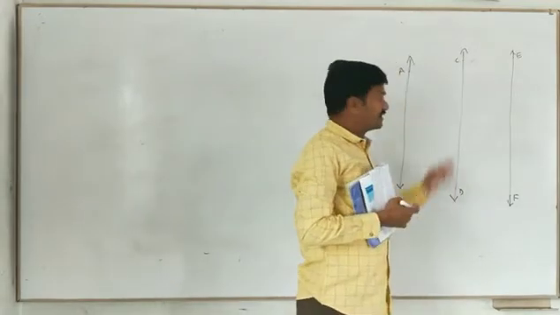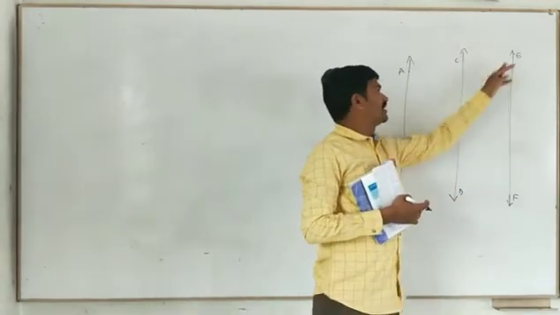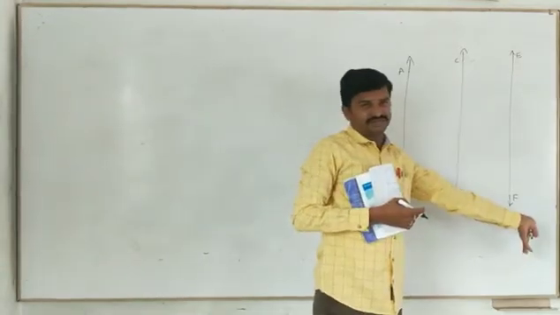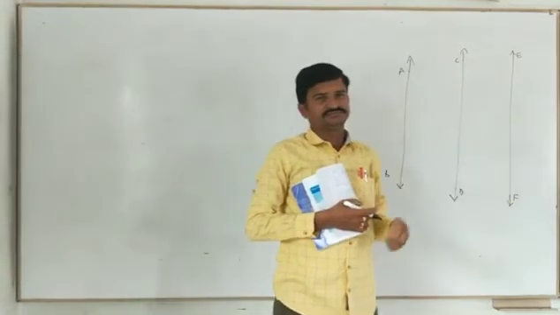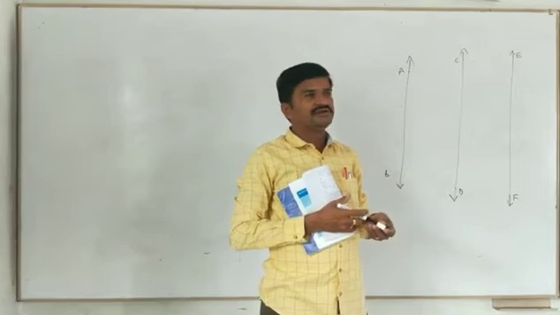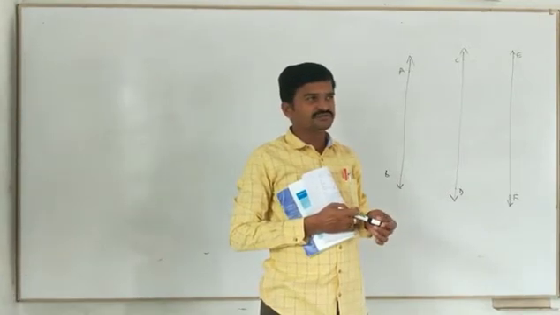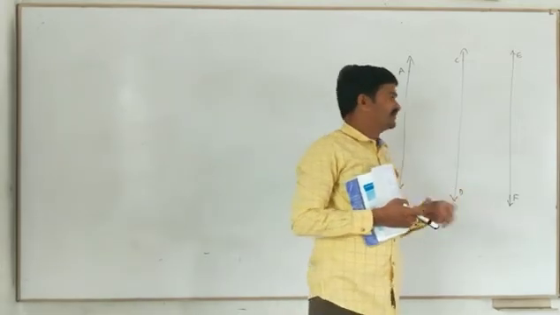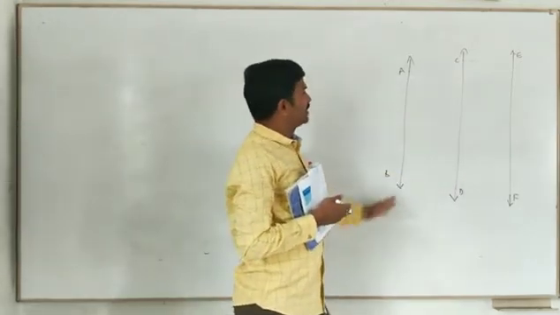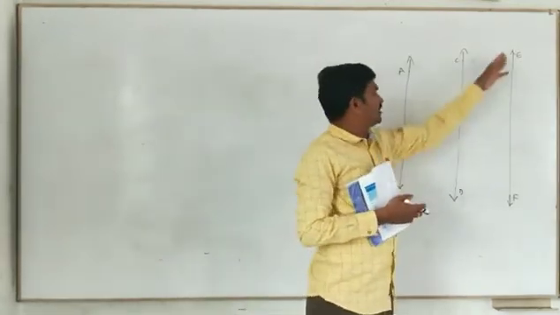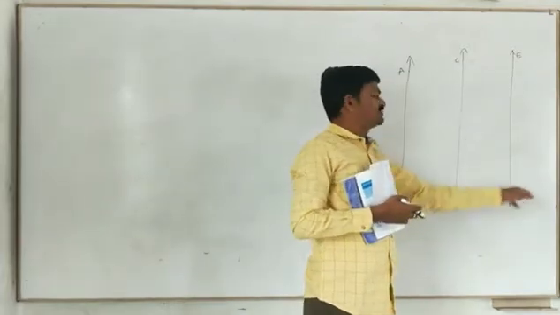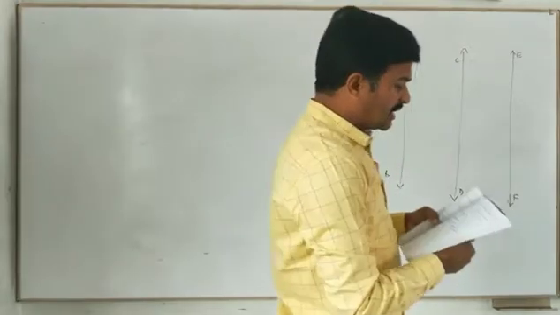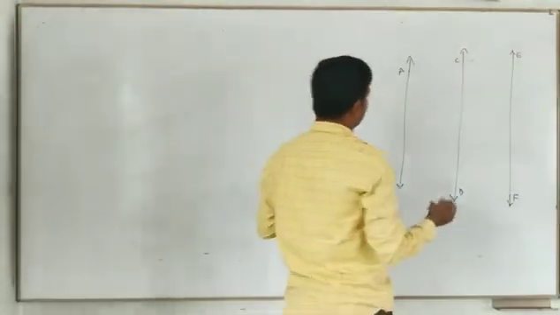When AB is parallel to CD and CD is parallel to EF, obviously AB is parallel to EF or not? Transitive property. In your class only, na? Those relations will be there, transitive, symmetric. So, AB is parallel to CD, CD is parallel to EF. Obviously, AB is parallel to EF. And now, EA is perpendicular to AB.